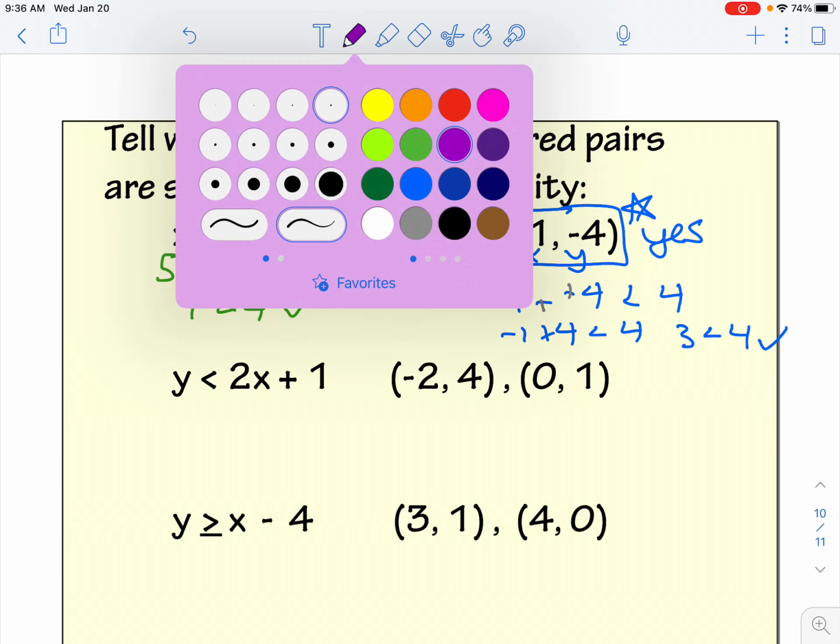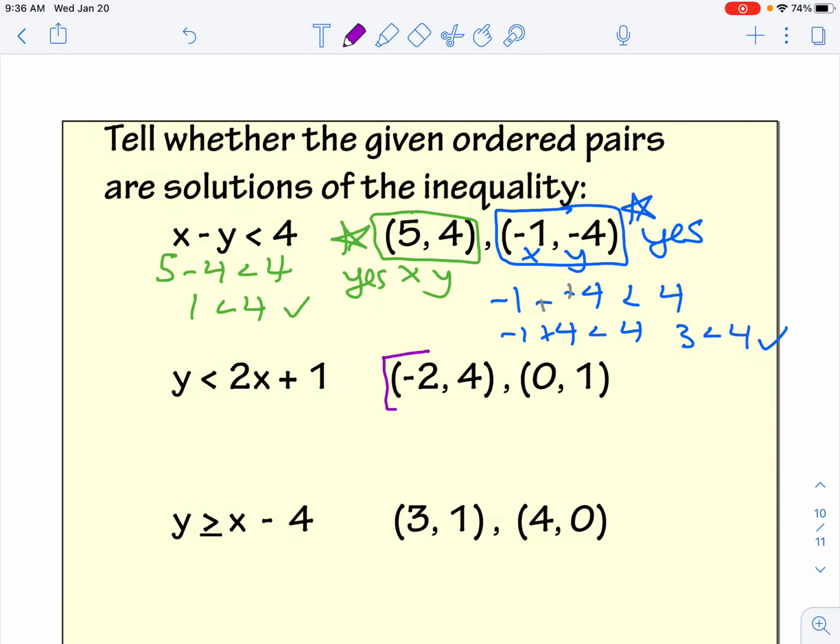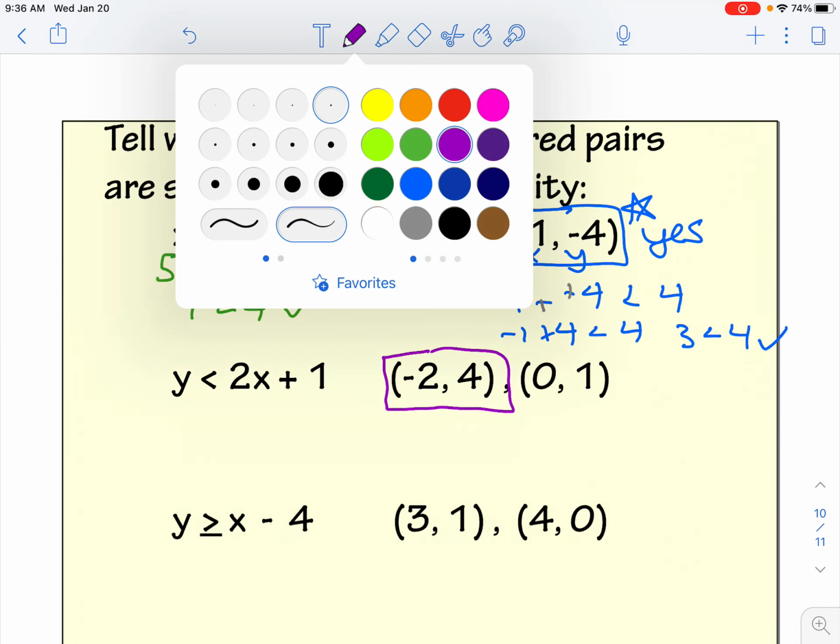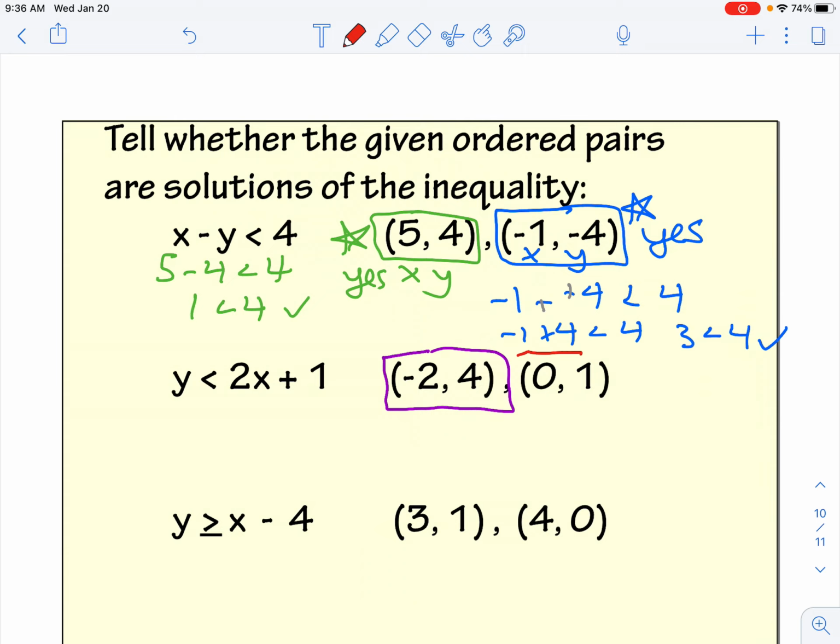Okay, now it's your turn. Pause the video, and I want you to see if you can tell if this one is yes or no. Okay, and then we'll check a different point, this one, for yes and no. And then you can restart the video to see if you got them correct.